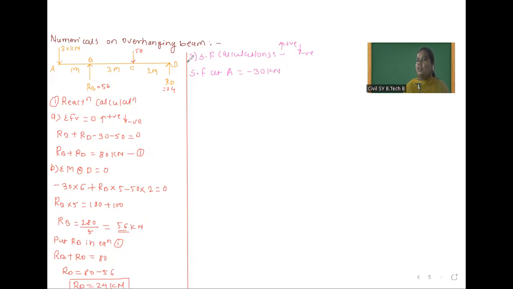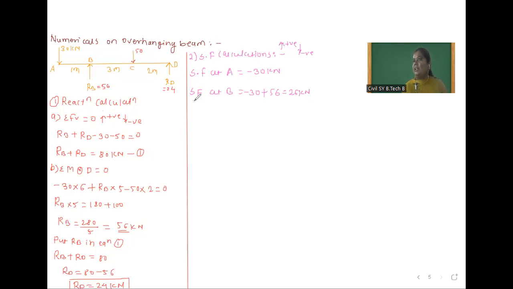After that, we will calculate shear force at B. Okay, good. Those students attending the online lecture gave the correct answer, and those present in the classroom are multiplying force into perpendicular distance. Then shear force at B. You observe that between A to B there is no force, so up to B the force is constant, minus 30. But at B, an upward 56 force is there, so plus 56, which equals 26 kilonewton.